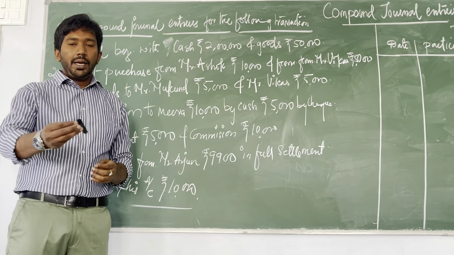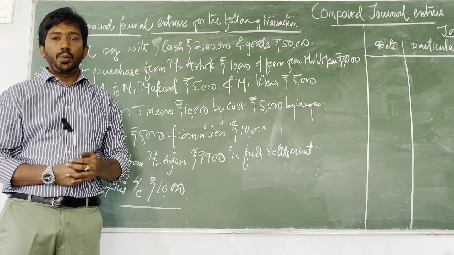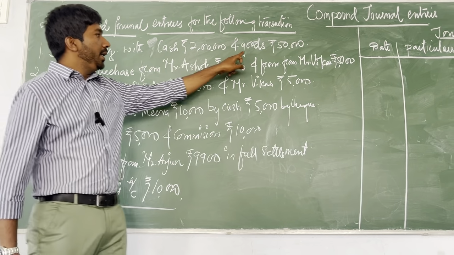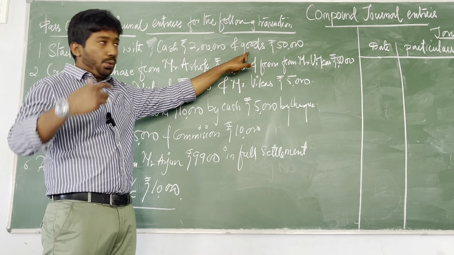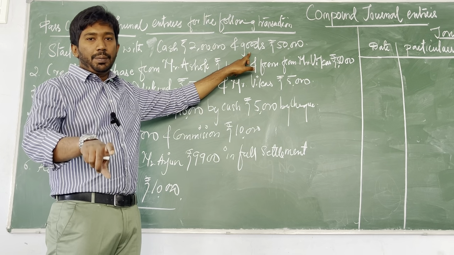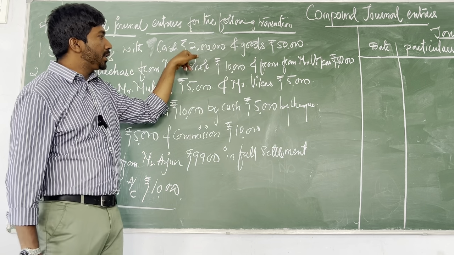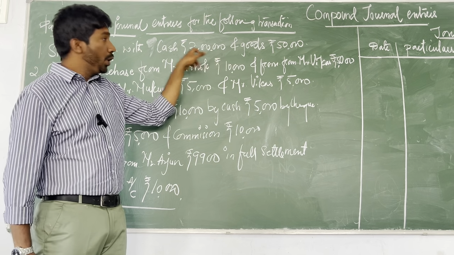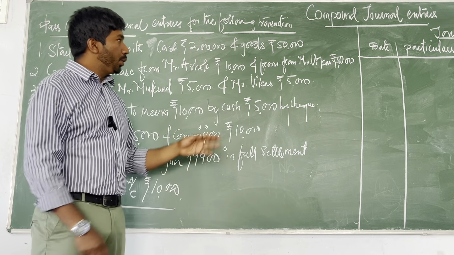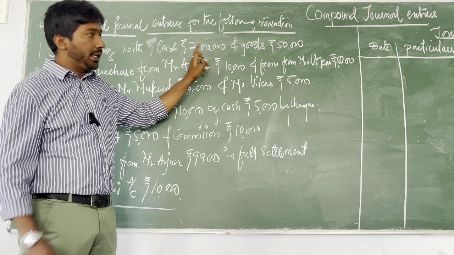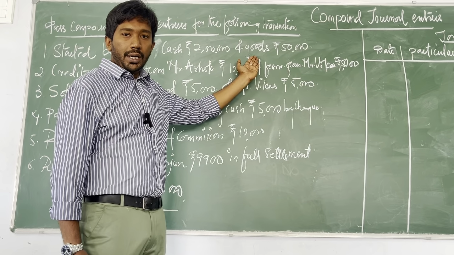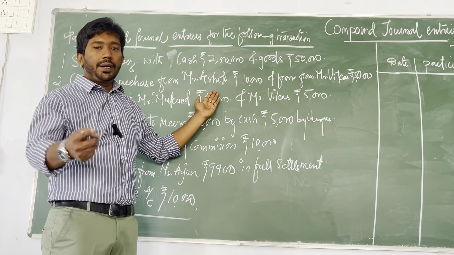Whenever any initial investment is brought in by the owner, at that time it is known as capital. We don't have any account called goods account. Either it will be sales or it will be purchase. So here, we have started business with cash 2 lakh and goods rupees 50,000. These two things will go to the capital account. Cash is a real account and goods is also a real account. So debit what comes in and credit what goes out.